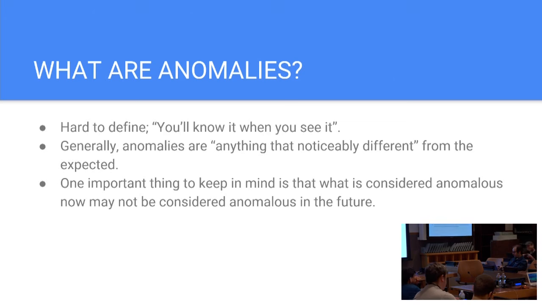Anomalies are not a hard, steadfast thing that's going to stay fixed over time. Anomalies are going to change over time. And one thing that's important to consider is that what is considered anomalous now may not be considered anomalous in the future. A couple of weeks ago, kids running around the park at 3 a.m. would be considered anomalous. Now there's this thing called Pokemon Go, and kids hanging around parks at 3 a.m. is completely normal.